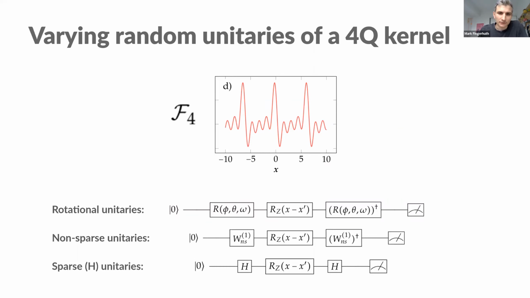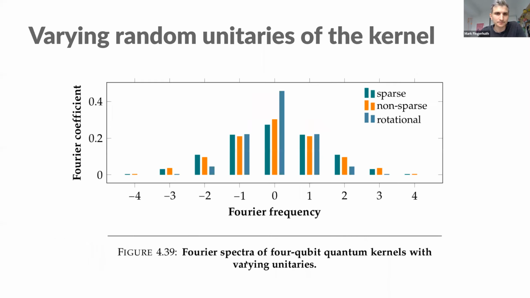Yet another question that we can ask is, again, taking this fourth order Fourier data set, what unitaries should we choose for our kernel in order to learn this data set more efficiently? So we tried 3 different types of random unitaries. We kept the encoding the same, but then we tried rotational unitaries, non-sparse unitaries, as well as sparse unitaries, for which we just used tensor products of Hadamard gates. We were trying to understand how that introduces complexity or expressivity to these kernels.